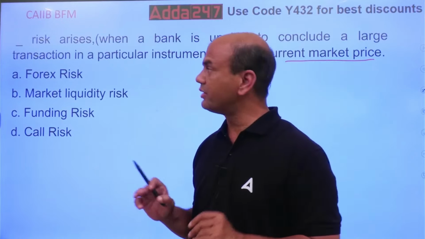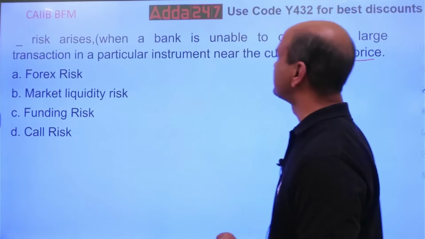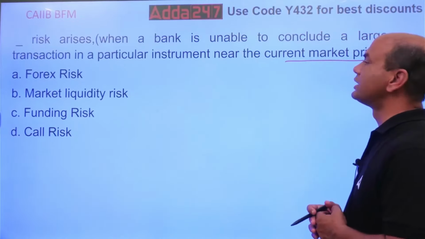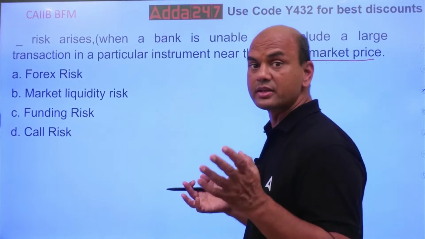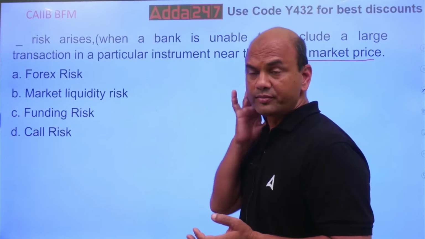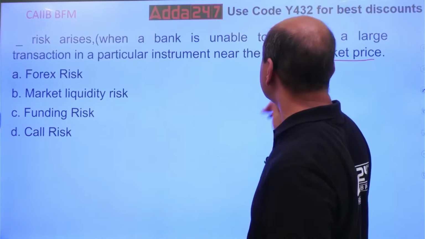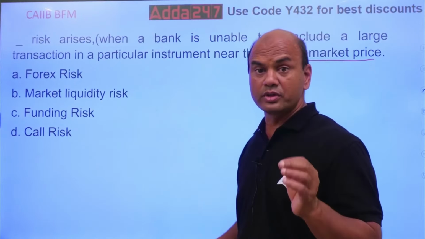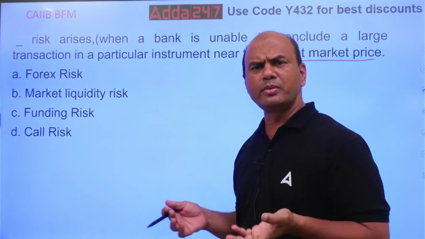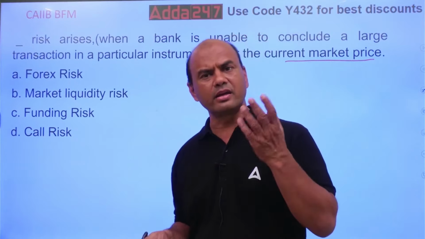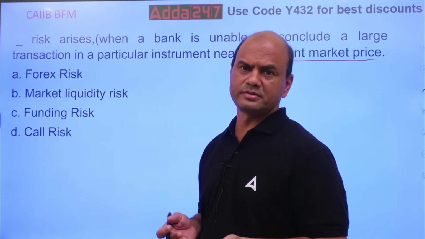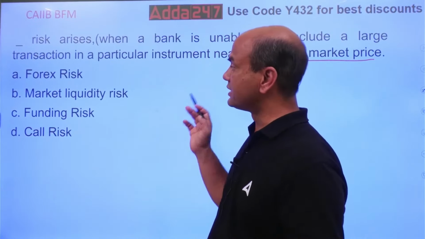Anything. Okay. So dash risk arises when the bank is unable to conclude a large transaction. Large. Remember 1000 crore, 10,000 crore. Near the current market price. Whatever is going on in the market, I must be able to buy it at that rate only. If I am buying at a higher rate, then what's the use? Then what is the risk I am facing?